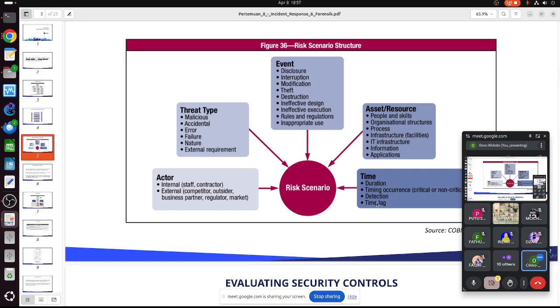To be honest, the scenario can be very complex and highly dependent on many things. As the person who evaluates the risk, we need to understand all of these things. So we have to think about the risk based on many things: based on the actor, the threat type, the event, the asset resource, time, and so on.